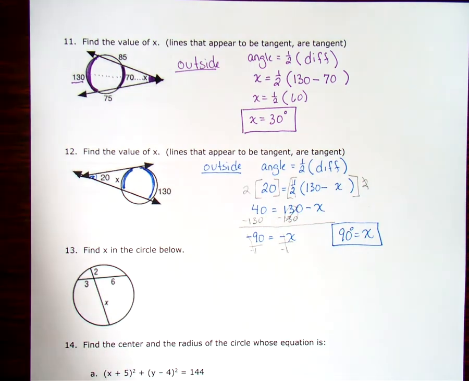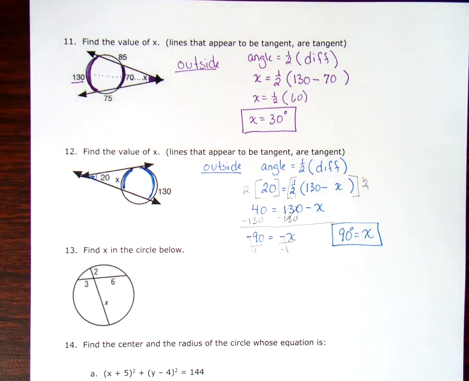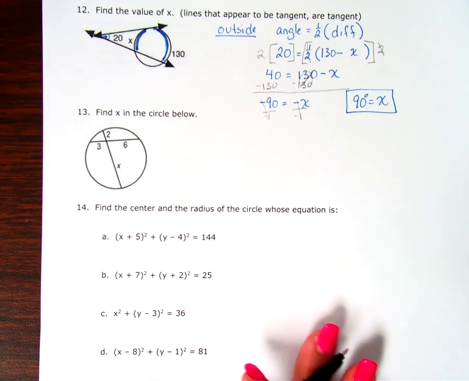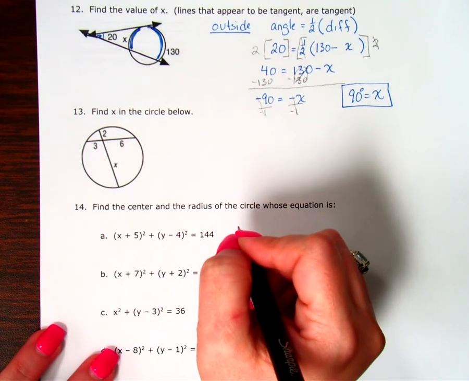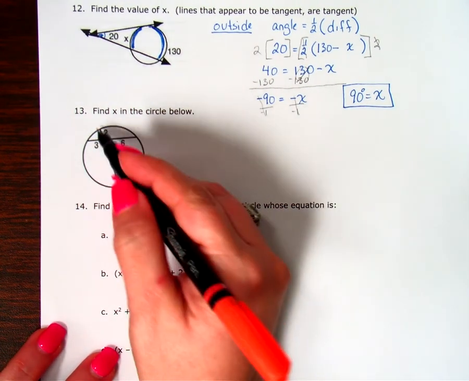Okay, number 13. Oh, we've already done one like this in one of the other videos, in video number 2. So I know there's going to be at least 2 of these on the test. Find x in the circle below.